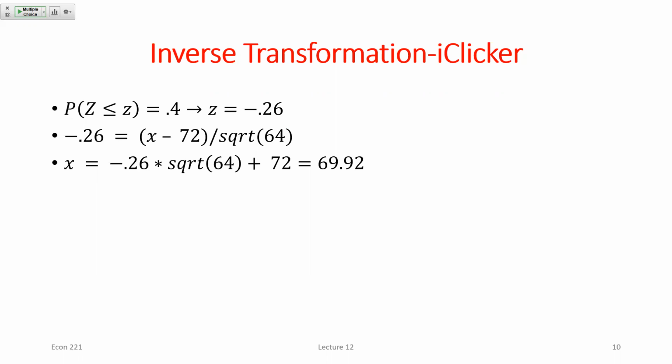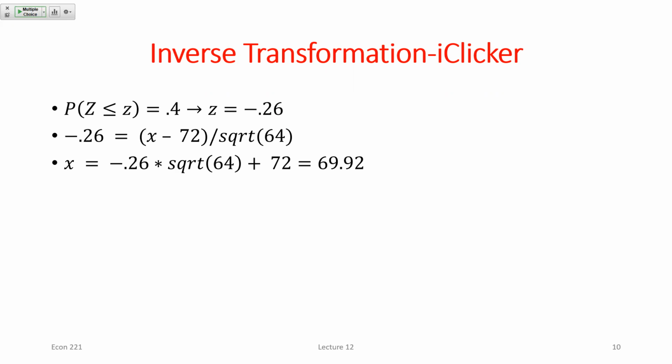So here I've got 72. This is where I have to be careful. I found that z-score of negative 0.26. So when I plug this in here, I need to make sure that I keep that negative sign. Otherwise, I'll end up with a value that is above the mean, which I know should not be the case for what I'm looking for.